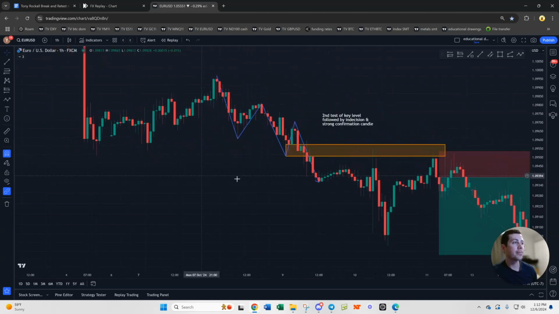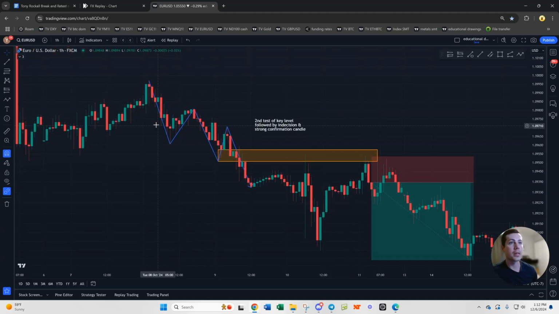All right. So this example took a little bit longer, but you can see here we had pretty clear price structure of price making lower lows and lower highs, and then I highlighted this key level right here.